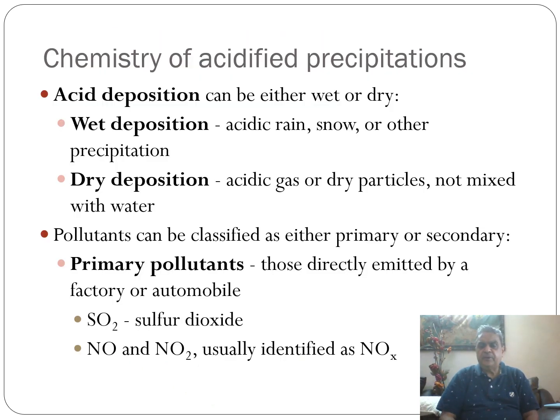Chemistry of acidified precipitation. Acid deposition can be either wet or dry. Wet deposition means acid rain, snow, or other precipitation. Dry deposition means acid gases or dry particles not mixed with water. So you can have dry deposition of dry particles coming in from the atmosphere, getting into the land and polluting the land. Pollutants can be classified as either primary or secondary. Primary pollutants are those directly emitted by a factory or automobile: sulfur dioxide, nitrogen oxide, and nitrogen dioxide, usually represented as NOx.